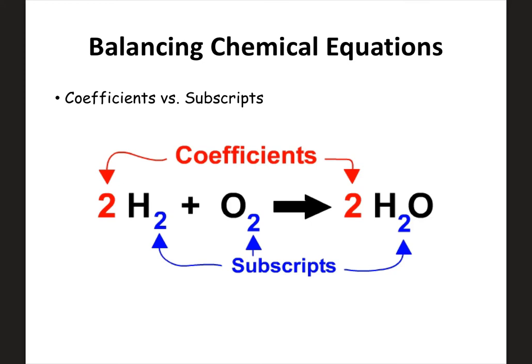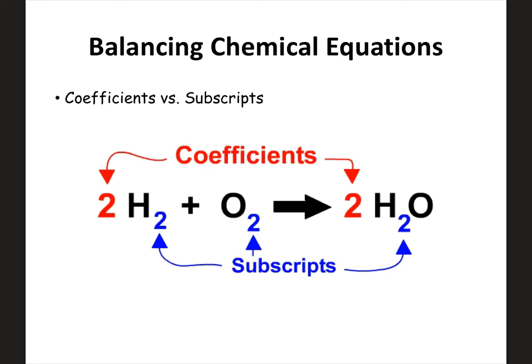So this is just showing you the difference here between coefficients and subscripts. Subscripts here are the small sunken down numbers, all right, in formulas. They are literally telling you how many atoms you have of each. So for example here, there's 2 atoms of oxygen, there's 2 atoms of hydrogen. All right, over here, when there is no number, we assume there's 1. So there would just be 1 atom of oxygen here, 2 atoms of hydrogen.